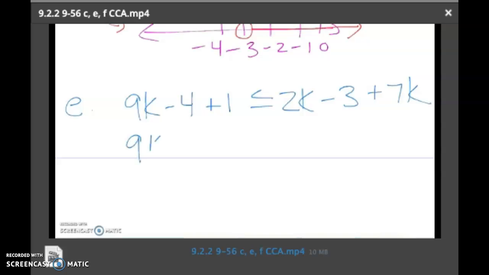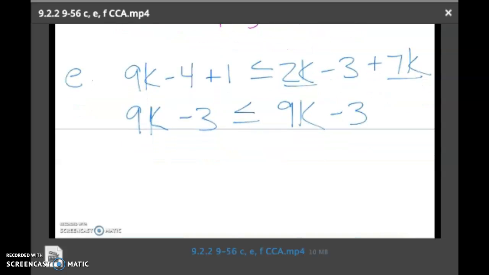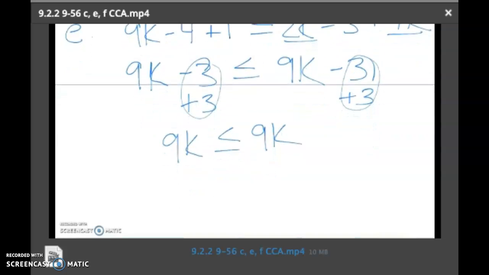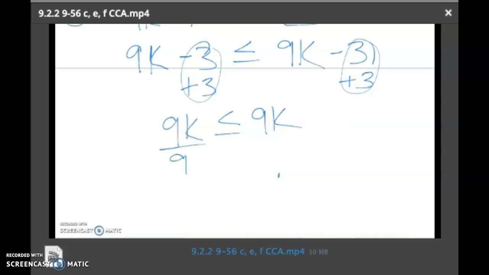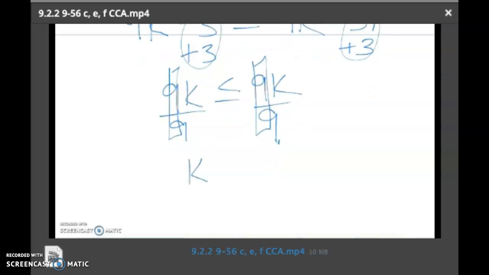So on the left, I get 9K, and then I want to combine the -4 and 1, which gives me -3, less than or equal to, and I'm going to add up my K's. 2K and 7K gives me 9K's, and minus 3 ones. And we want to keep solving for K, so I would maybe add 3 to both sides. And I have 9K is less than or equal to 9K. And then to get K alone, I will divide both sides by 9, which leaves me with 1K is less than or equal to 1K.